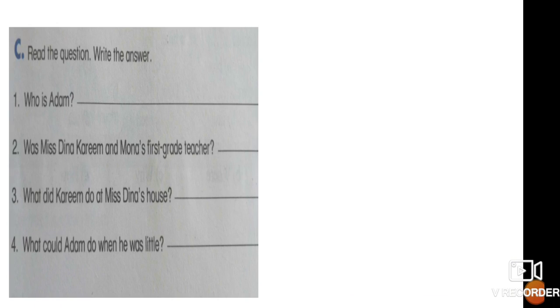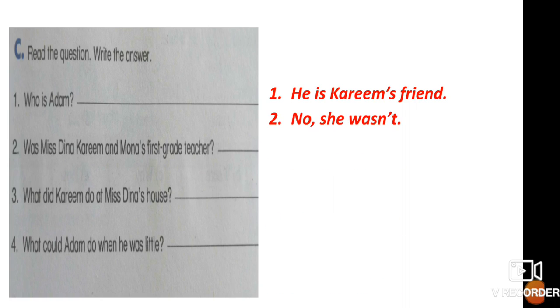Answer this question with me. Who is Adam? He is Karim's friend. Was Miss Dina Karim and Mona's first grade teacher? No, she wasn't.